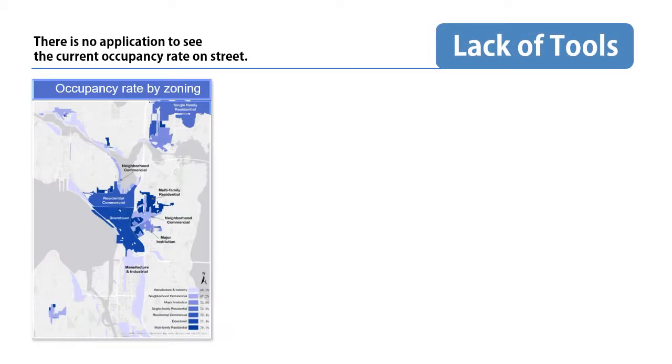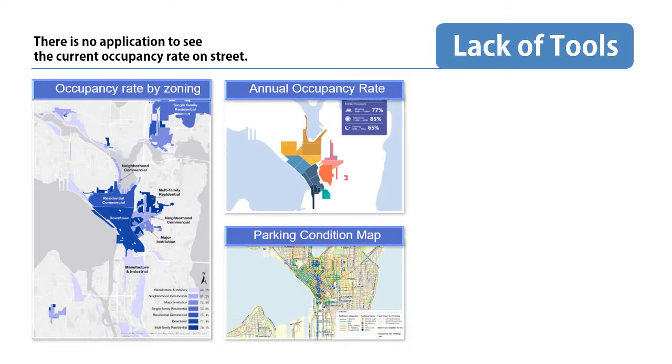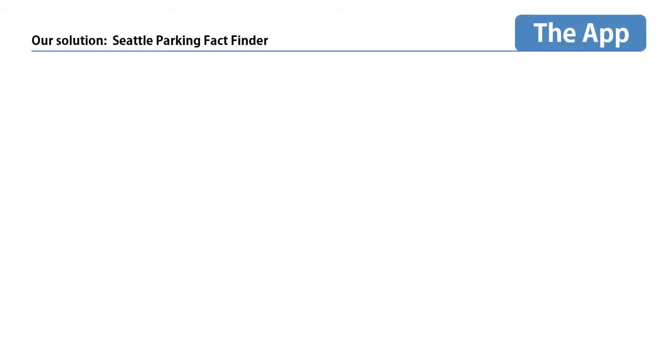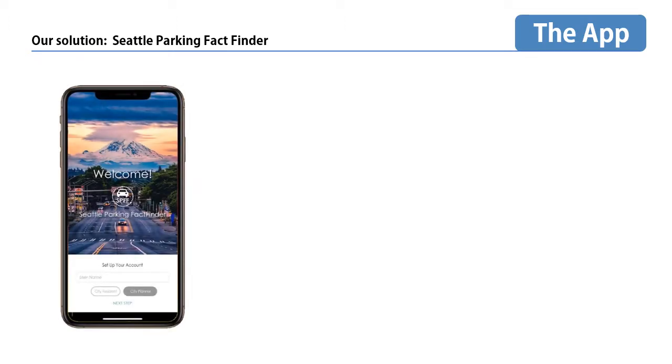So we started to look for factors that may affect the occupancy rate and found that occupancy rate varied in different land uses. However, currently, there is no convenient way for planners to know how the parking requirement would change if a certain area's land use changed. Nor is there a way for planners to know which area is generally considered to be oversupplied by the citizens. The Seattle Parking Fact Finder is designed to meet the demand.